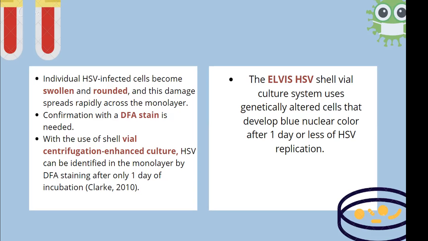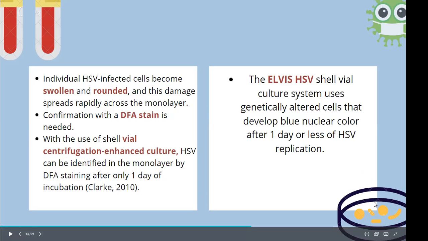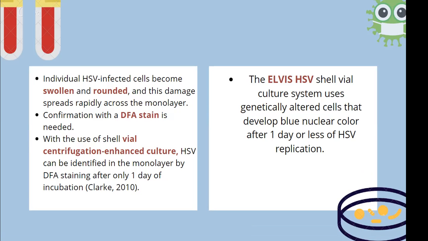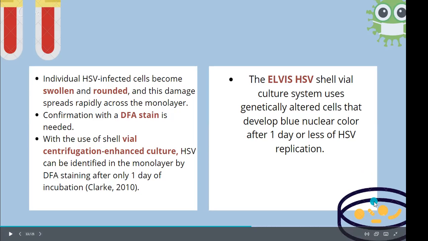With the use of shell vial centrifugation enhanced culture, HSV can be identified in the monolayer by DFA staining after only 1 day of incubation. The ELVIS HSV shell vial culture system uses genetically altered cells that develop blue nuclear color after 1 day or less of HSV replication. So this system is used routinely because it is a simple and very sensitive method for HSV culture.